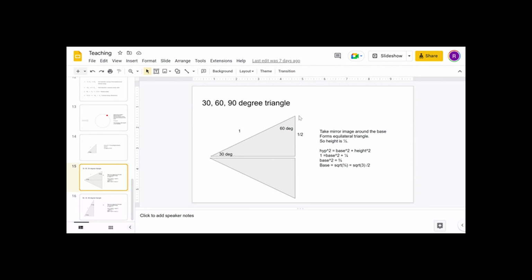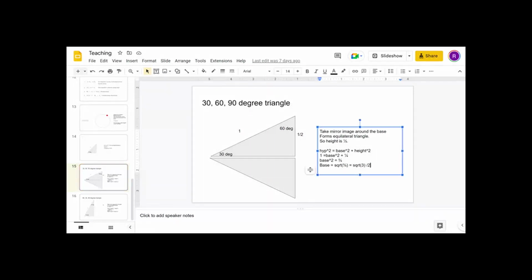Once you know this is half, then you can use Pythagoras theorem to find the base. The base squared plus half squared is equal to 1 squared. So the base is exactly the square root of 1 squared minus half squared, which is square root of 3 divided by 2. How much is this roughly? Can someone use a calculator to find out? 0.866. Good.